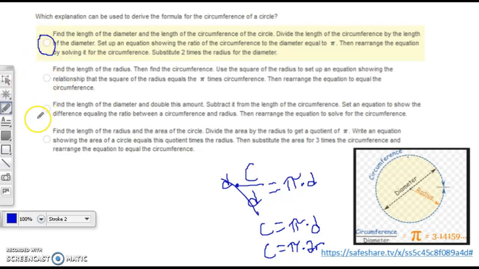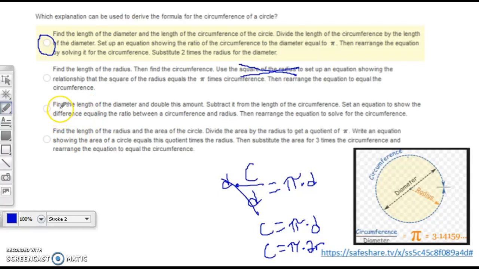But let's look at why the other ones can't be the answer. It might be a little bit easier if you use elimination, because it is pretty wordy. So the next one says find the length of the radius, then find the circumference. Use the square of the radius. Okay, if we're squaring the radius, we're dealing with area, not circumference. So I'm going to go ahead and mark that one out because that is not dealing with circumference.